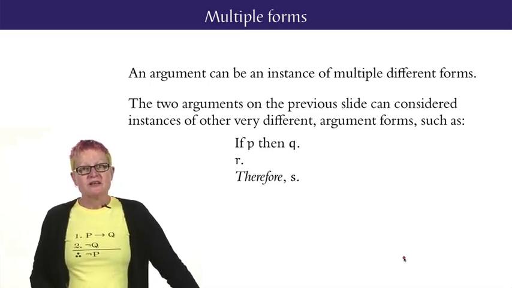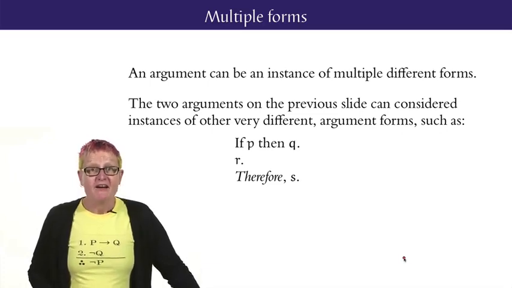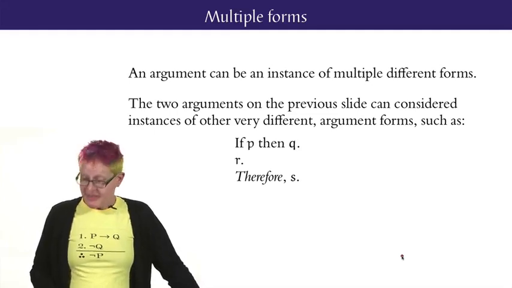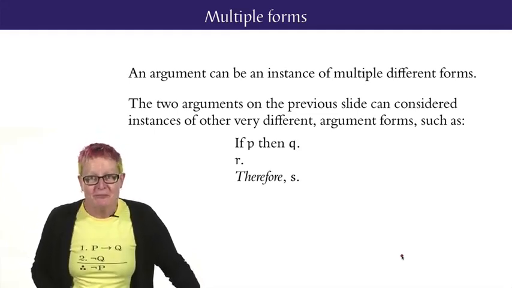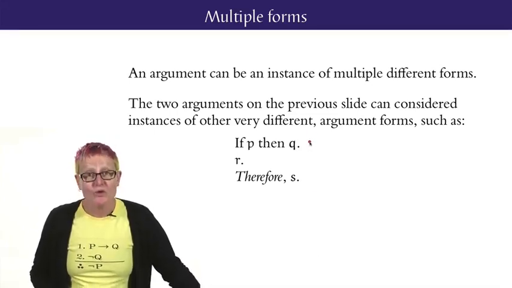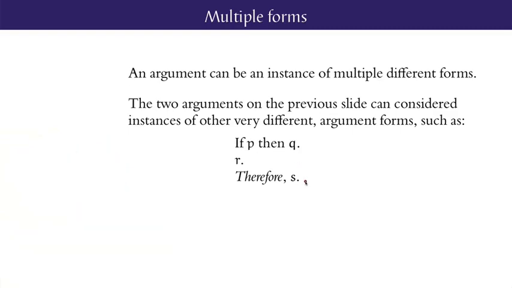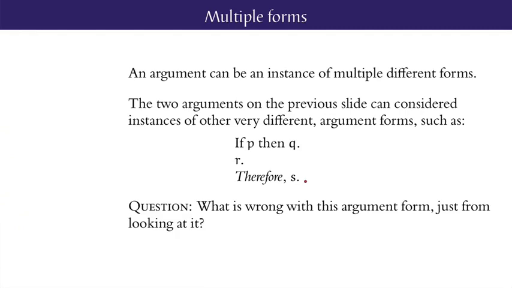Those 2 concrete arguments are also instances of other very different argument forms, such as this rather strange one, from premises if P then Q and R conclude S. Intuitively, what looks wrong about this argument form is that there is no connection between the premises and the conclusion, because the conclusion is an atomic proposition that does not occur anywhere in the premises.